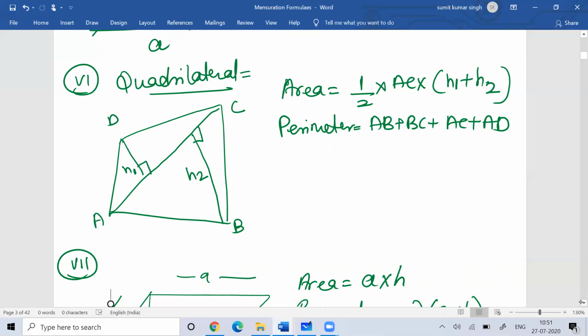So you can use the concept of a triangle. You can divide the quadrilateral. If you draw a diagonal, then it will form two triangles. Then you can apply the formula of half into base into height, and you'll get this formula. What you can see, the perimeter would be the sum of all sides.